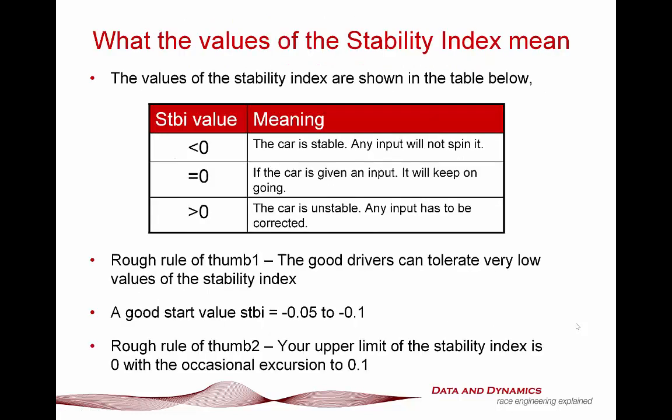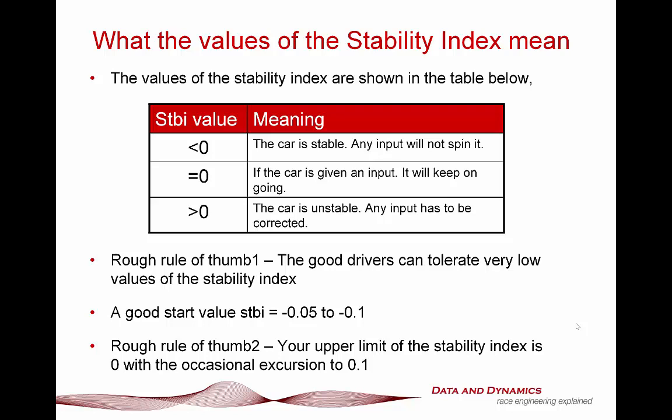Okay, so what do the values mean? If the stability index is less than 0, the car is stable. If you give it an input, the car will stabilize itself. It's not going to swap ends. If it's 0, you give it a little bit of an input and it'll just keep on going. If it's greater than 0, the car is unstable. Any input has to be corrected.